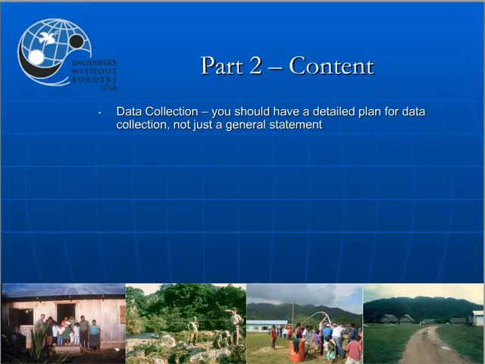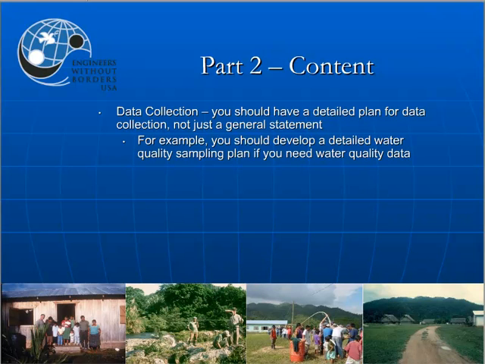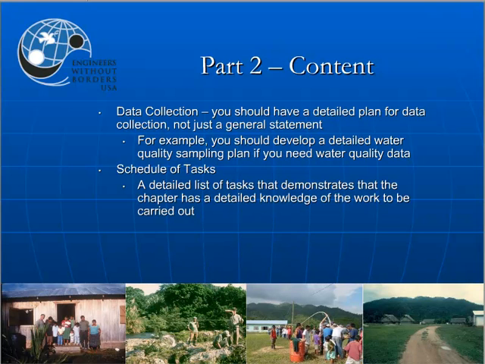And then the data collection, you should have a detailed plan for data collection, not just some general statement, we're going to collect data about water quality. So if you need water quality data, develop a water quality sampling plan. This is where we're going to sample. This is how we're going to sample. These are the analytes we're going to analyze for, and this is the reason we're doing all that sampling.